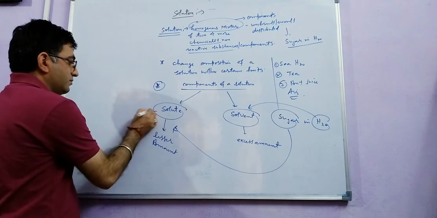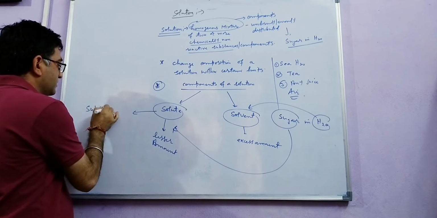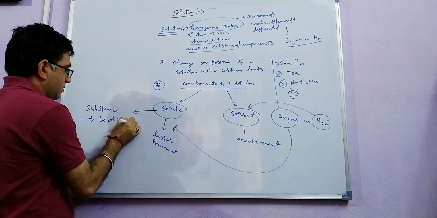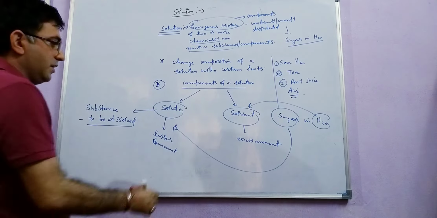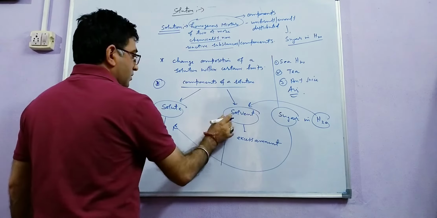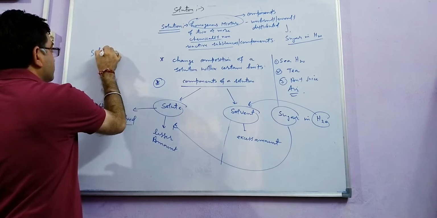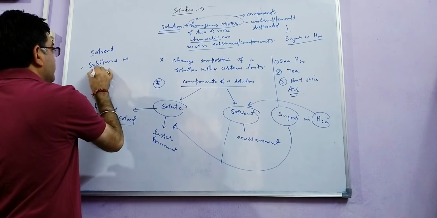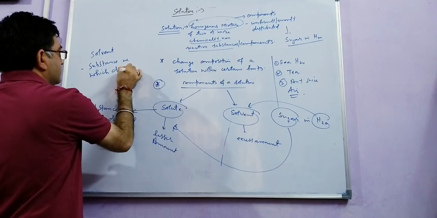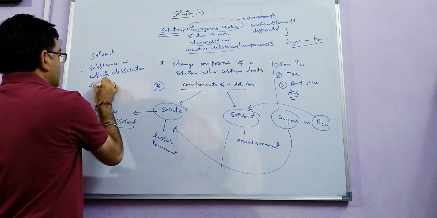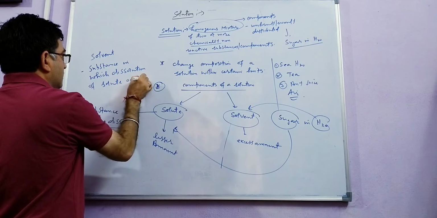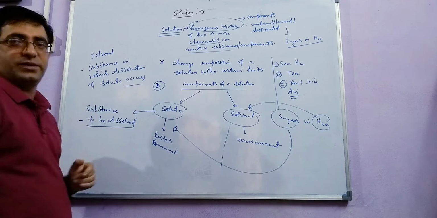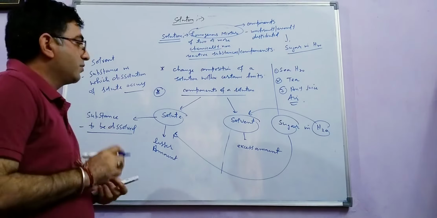We can also define solute as the substance which is to be dissolved. Clear? And solvent is the substance in which dissolution of solute occurs. Means what we dissolve becomes the solute, and in which we dissolve becomes the solvent. Okay.